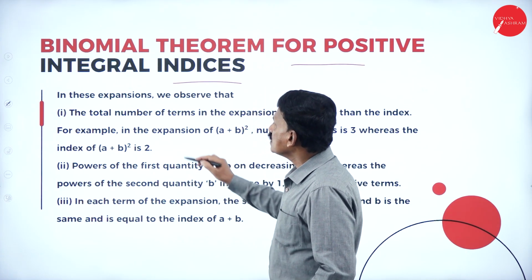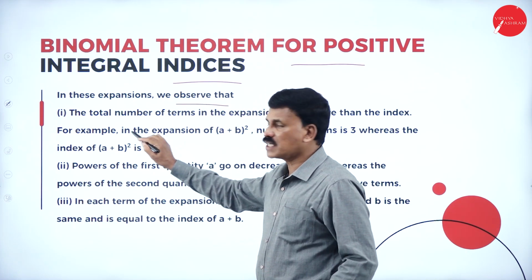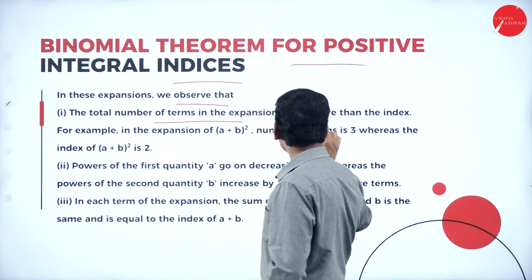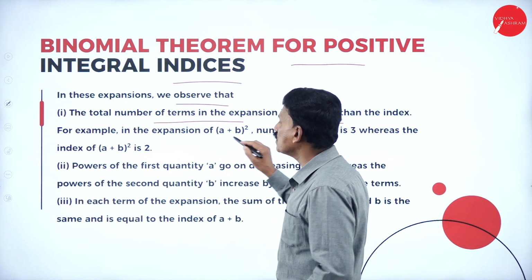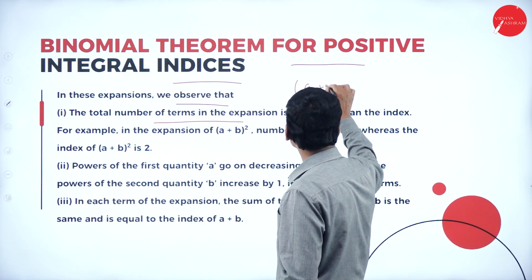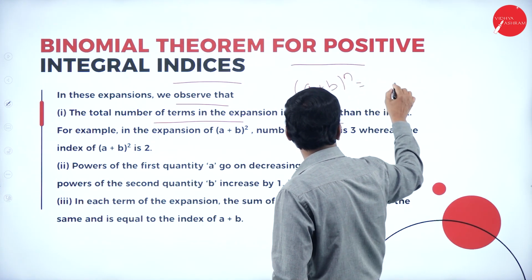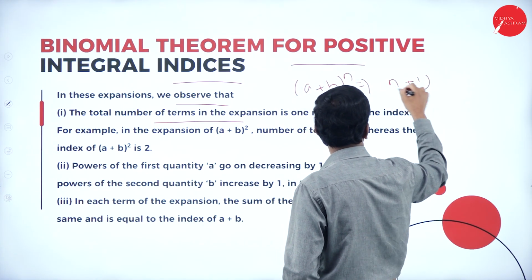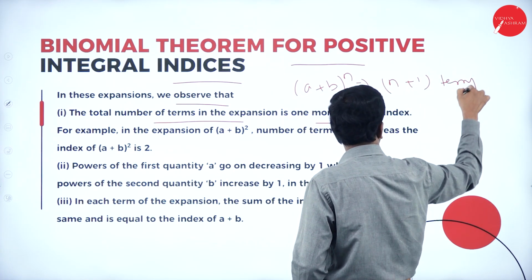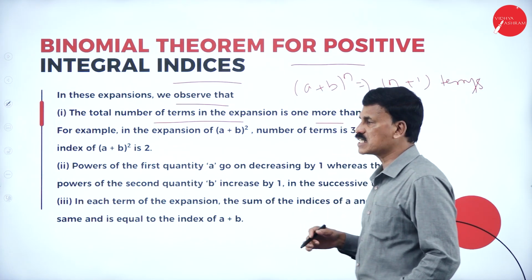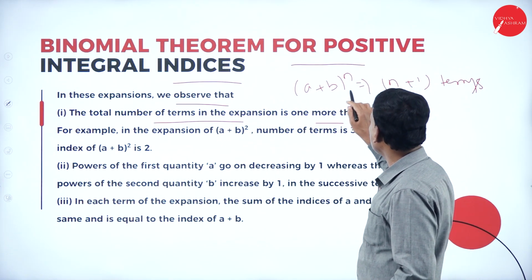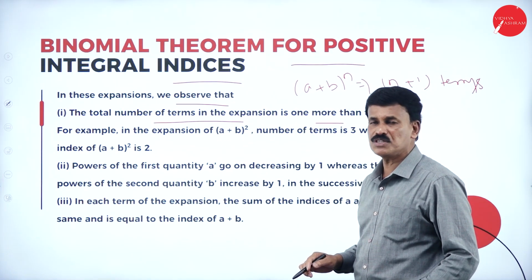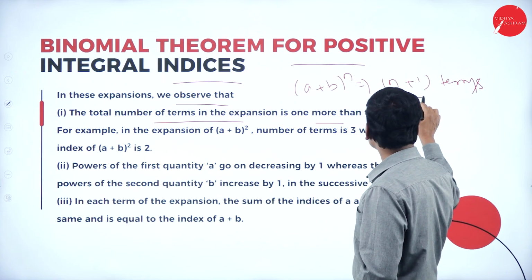So what is that? In this expansion, we can observe that the total number of terms in the expansion is one more than the index. So the number of terms in the expansion of a plus b to the power of n is always equal to n plus 1 terms. So one term is more than the index power. The number of terms in the expansion of a plus b to the power of n is always equal to n plus 1 terms.